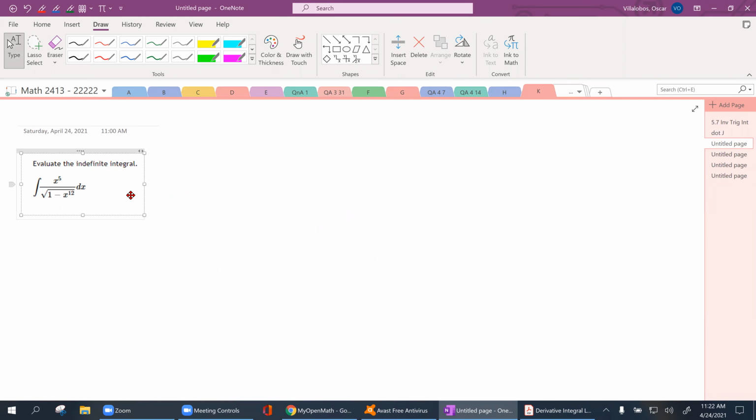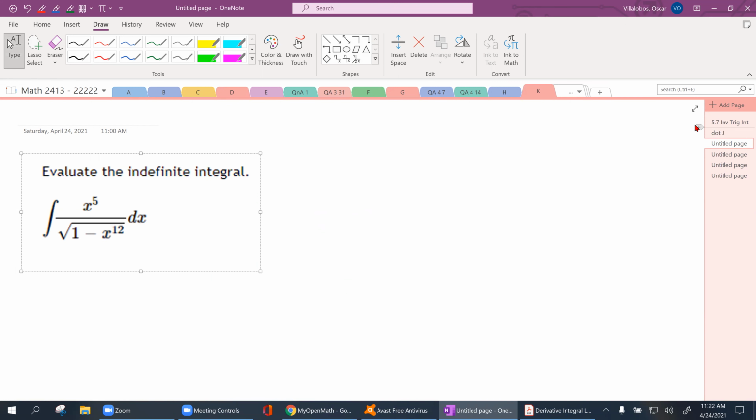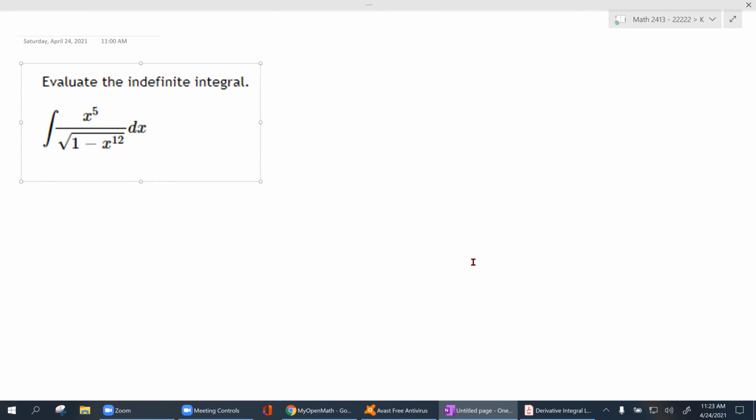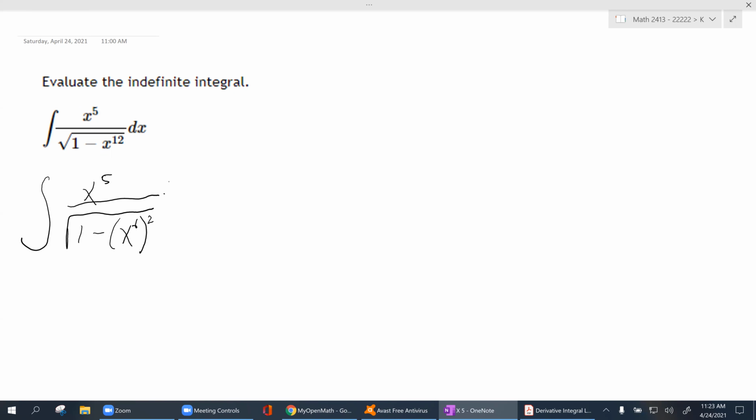We have another one. So this is a variable. I cannot factor out variables. I can only factor out coefficients. So x to the 5th stays there. I cannot take that out of the integral. So I'm going to rewrite the denominator. This is 1 minus x to the 6th, raised to the 2nd power. I always want a base raised to the 2nd power.